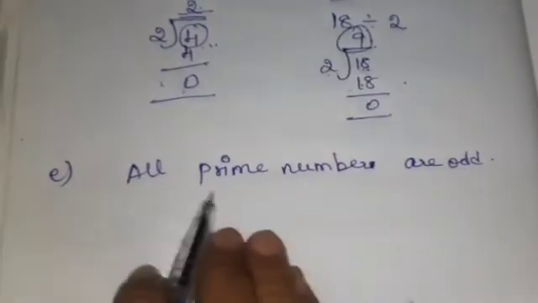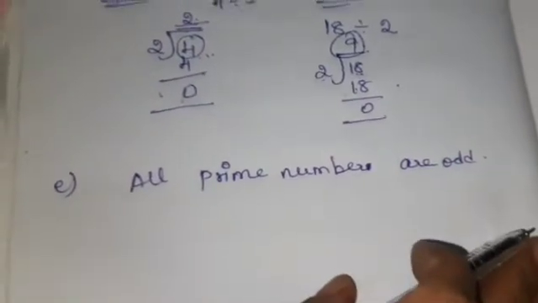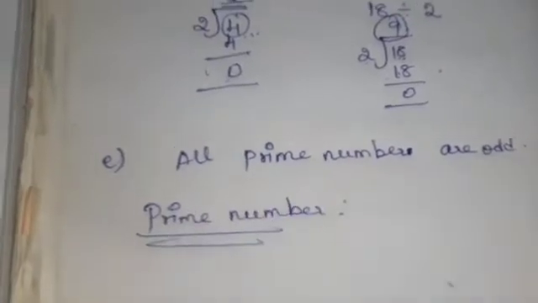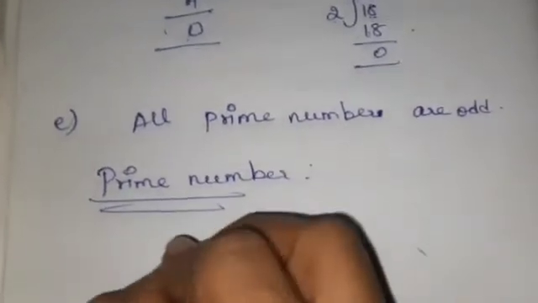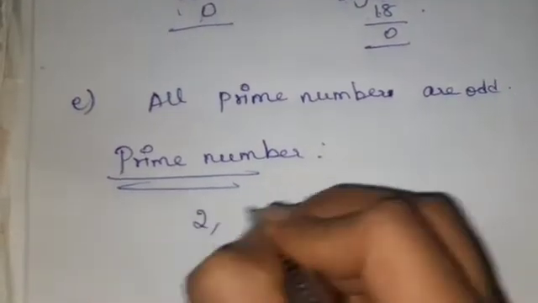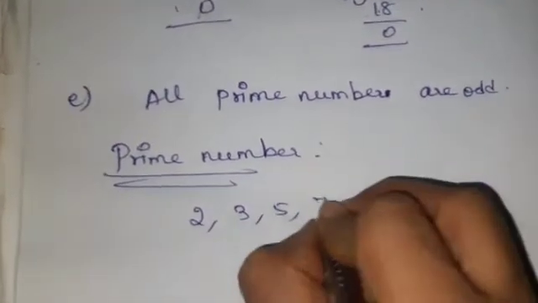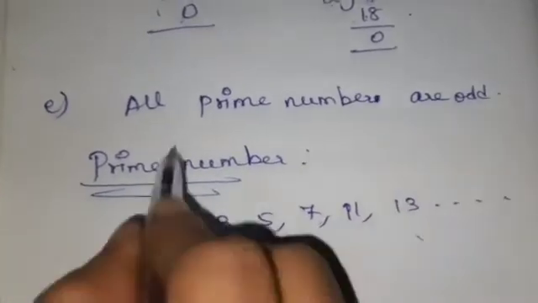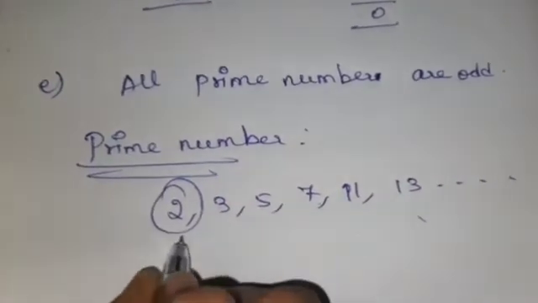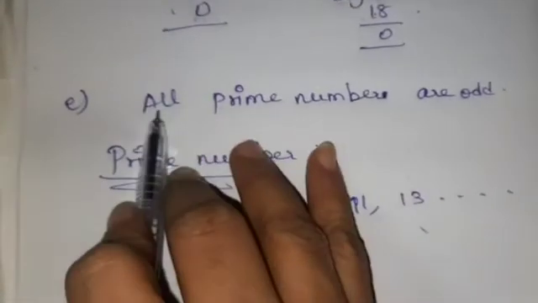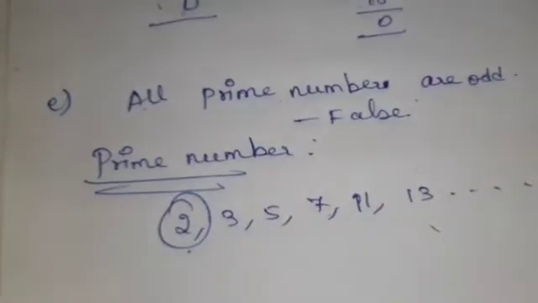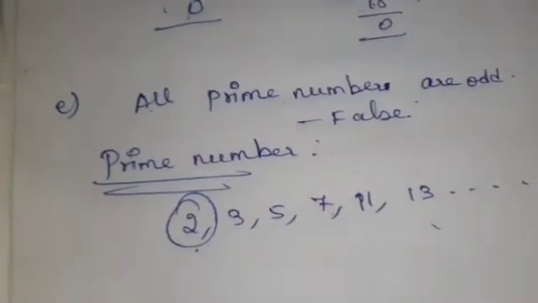Fifth statement, all prime numbers are odd numbers. Let's check whether the prime numbers are only odd numbers. The prime numbers start from 2, 3, 5, 7, 11, 13 and so on. So see here, the first number itself is an even number. The statement all prime numbers are odd is false. The rest of the statements are your homework, students.